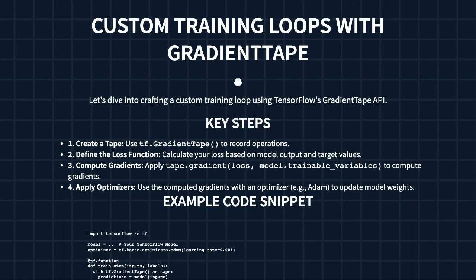Okay, so when you're working with advanced generative models like LLMs, sometimes the built-in training loops aren't quite flexible enough for your specific needs. That's where a custom training loop using GradientTape comes in handy. Essentially, GradientTape lets you record every operation happening during your forward and backward passes. It's like creating a detailed log of everything that happens when your model learns. You start by creating a tape with tf.GradientTape, then you define your loss function, compute the gradients using tape.gradient, and finally, you apply those gradients to update the model's weights via an optimizer.